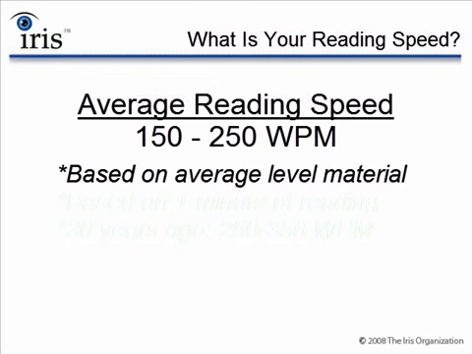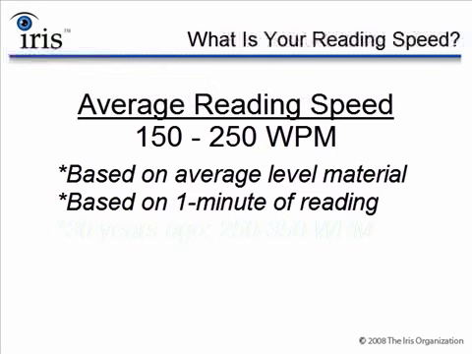The other thing about this average is whenever they calculate it, it's based on 1 minute of reading. Now I assume that you don't read in 1 minute spurts. You probably read for an extended period of time, depending on what you're reading. Now the average reading speed is 150 to 250 words a minute for 1 minute. So the realistic averages are probably a little lower when you take into account longer periods of time.